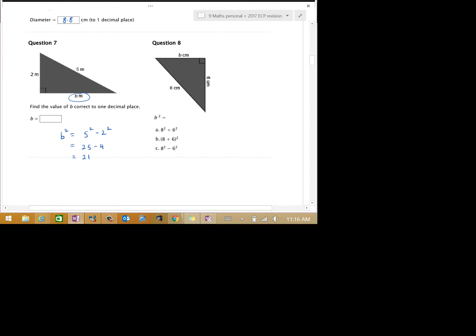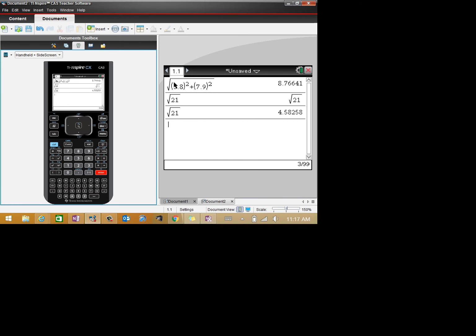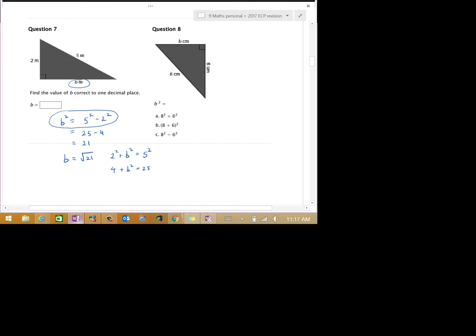But we don't want b squared, we want b this time. So b is equal to what? B is equal to the square root of 21. All right, so the answer for that one is 4.6, correct to 1 decimal place.